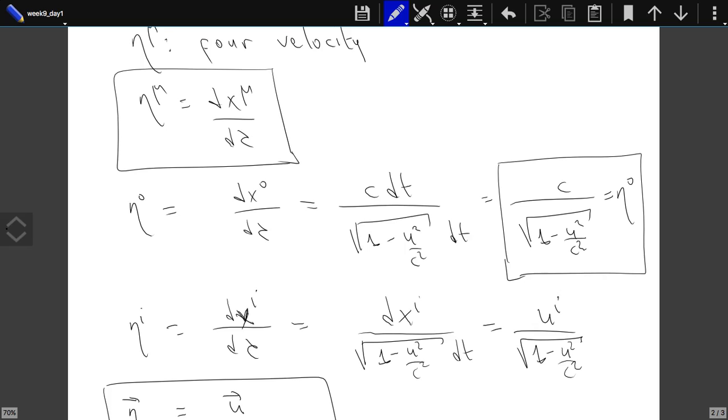If I look at the space components, eta mu, I claim that it's a 4 vector. It has a time component, the 0 component, and also the space components, the 1, 2, and 3 components. dxi is the change in the space position of the object that I observe, d tau is the same d tau, and dt is the time that I observe. So dxi by dt is nothing but the velocity of the object that I observe, and that is ui divided by this combination over there.